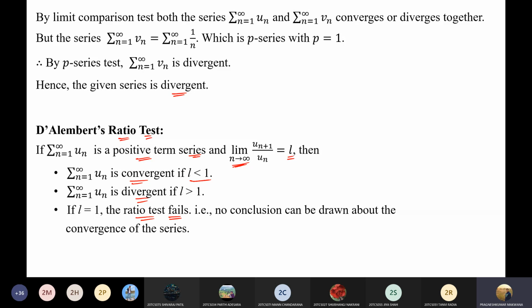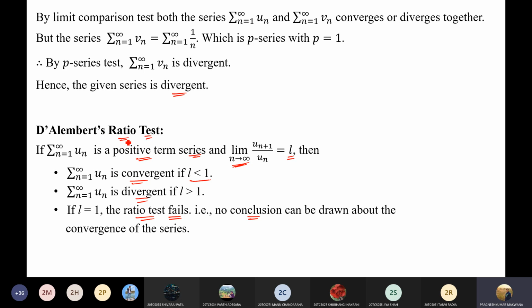So what is the meaning of this test failing? The meaning is the test is not applicable. That means we cannot say whether the given series is convergent or divergent by using this test. So this is the meaning of the test failing. So there is no conclusion.